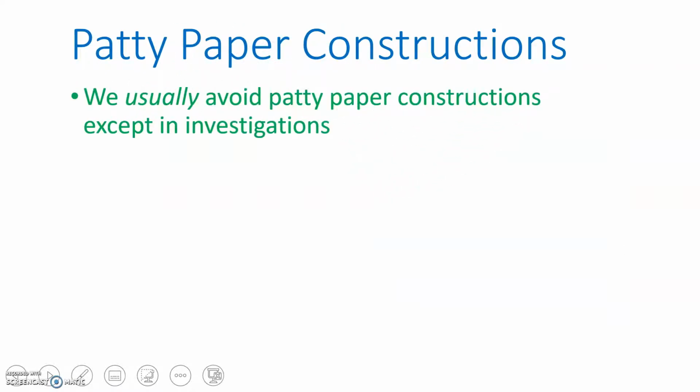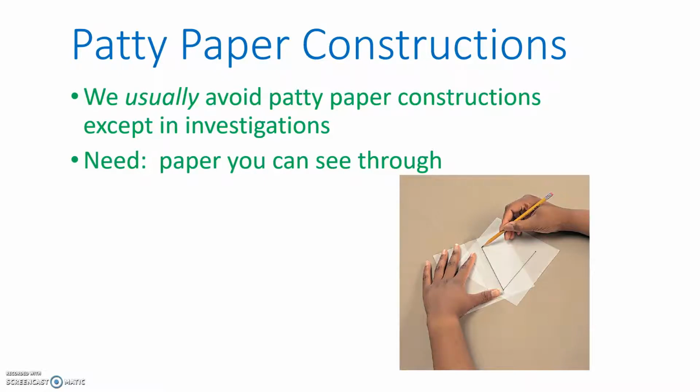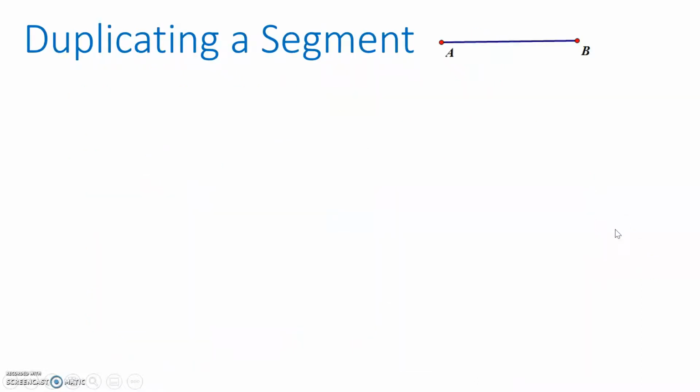They also say sometimes in the book, use patty paper constructions. We usually avoid these, except if we're doing an investigation. What you need is just paper that you can see through, like tracing paper, or actually loose leaf paper is thin enough that you can see through it. But again, we're not going to use that too often. When they say use a patty paper construction in homework, usually I'll just say to you, no, use your compass and straight edge instead. So the first construction we're going to do now in geometry is duplicating a segment.